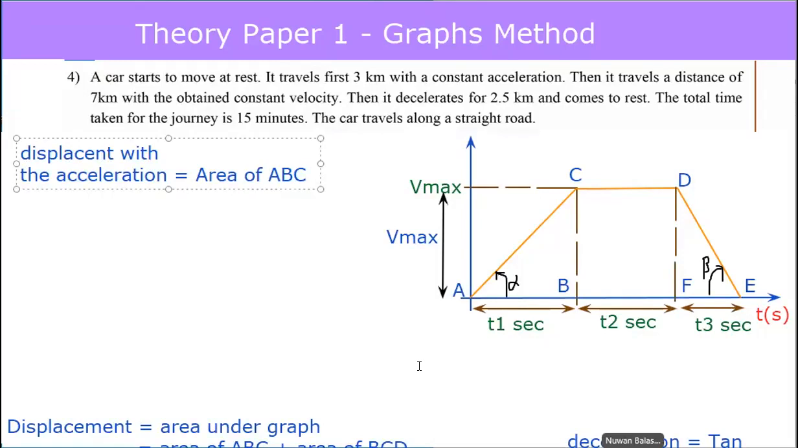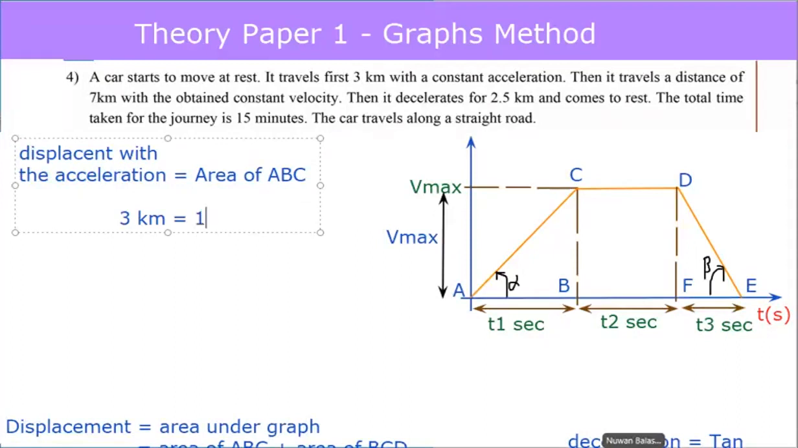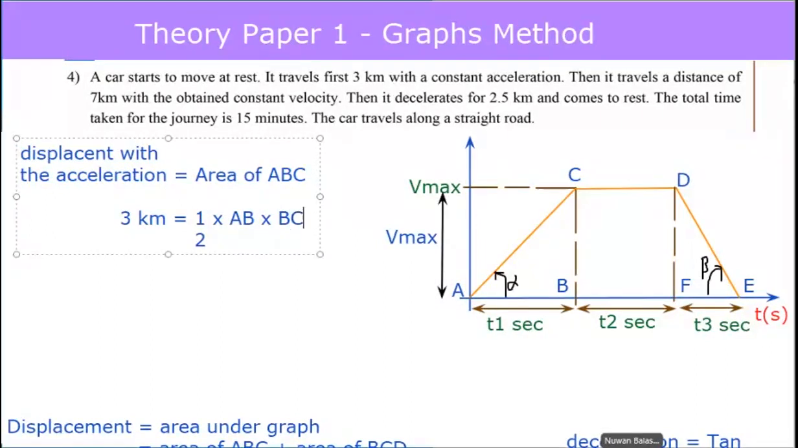Right. But they have given this area, this displacement. Car starts to move at rest. It travels first 3 kilometers with the constant acceleration. So 3 kilometers, but we have to convert kilometer into meter. I will do it later. What is area of ABC triangle here? That is half into base, that is AB, into perpendicular height BC.